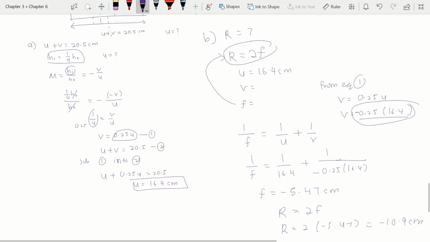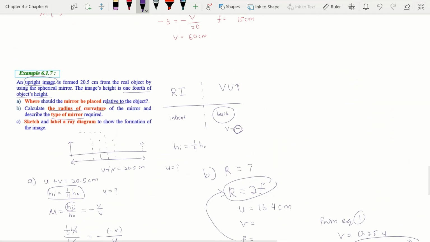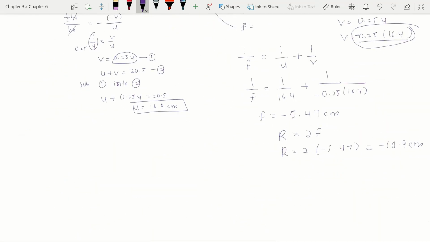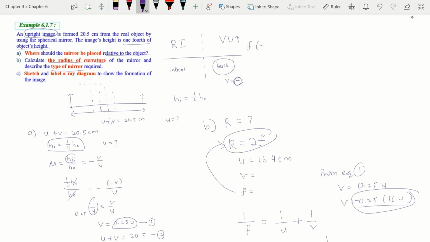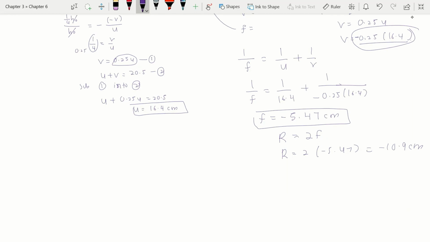Okay, so how can we determine the type of the spherical mirror? What do you think? We got our focal length in negative. Remember when I say when our focal length is negative, it is a convex mirror because it's behind the mirror, back of the mirror. So the radius is also negative, right? So it is what type of mirror? Convex mirror, because our focal length is a negative value. Okay, so it's a convex mirror.